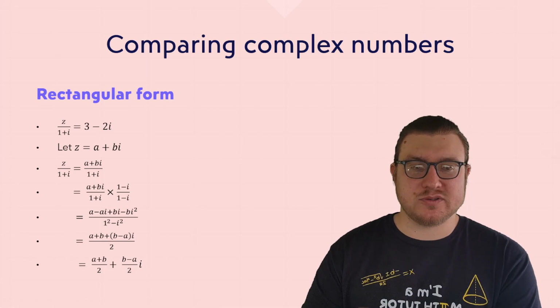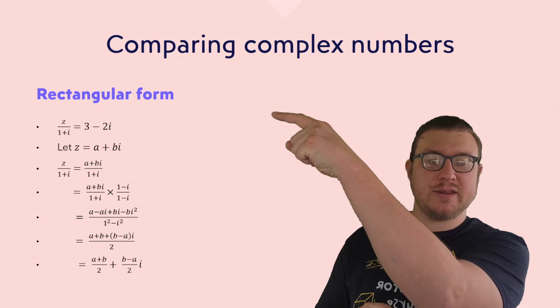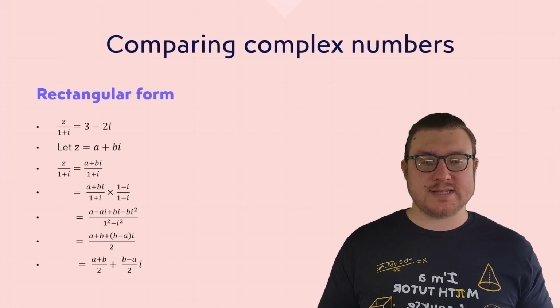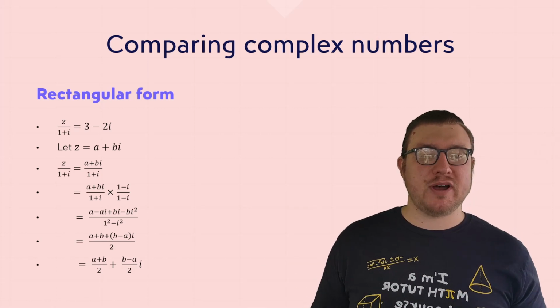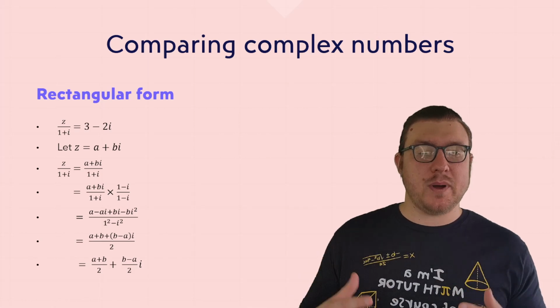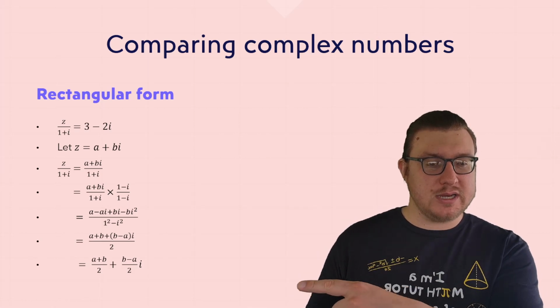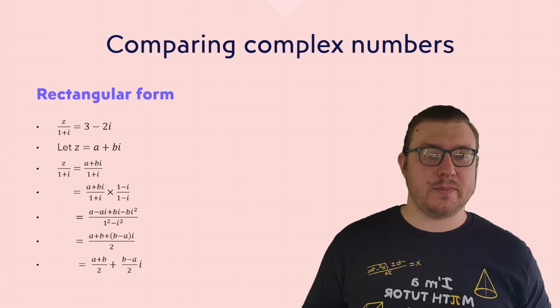Now what we did is we wrote our complex number that we had at the top, z over 1 plus i, in the form that we want. This is a simplified form. It's longer, yes, but we have it in the form that we want in terms of a real part and an imaginary part.